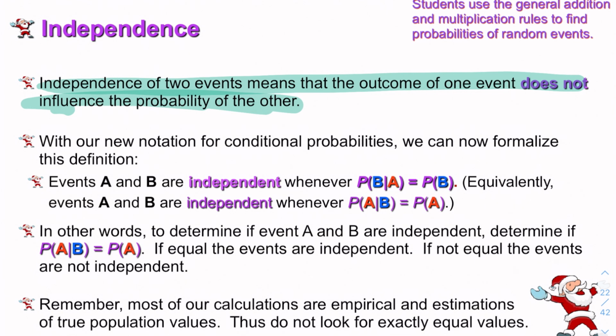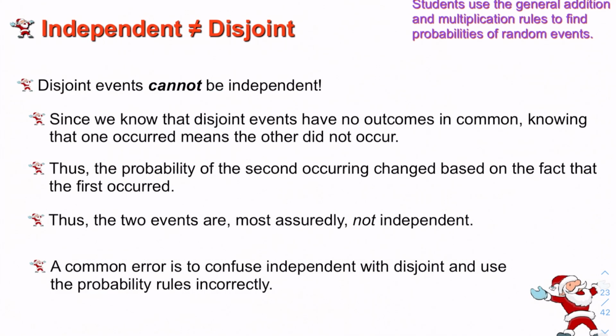Remember, most of our calculations are empirical and estimations of true population values. Thus, do not look for exactly equal values. If one is 0.51 and the other one is 0.49, in statistics, those are roughly equivalent. Or the funny way of saying it: it's good enough for government work. We are happy with close enough.